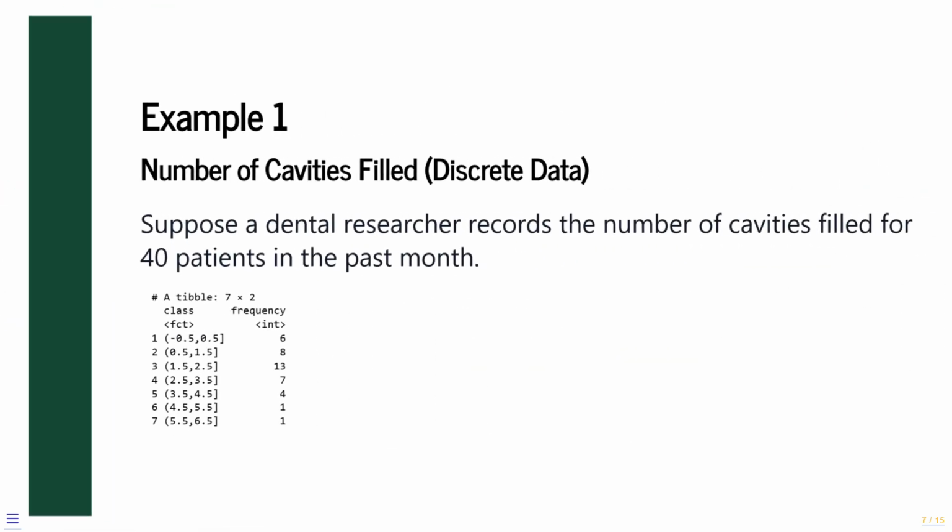Suppose a dental researcher records the number of cavities filled for 40 patients in a clinic over the past month. We want to summarize the distribution of cavities per patient. Because the data are counts, classes of width 1 are natural and easy to interpret. Each class corresponds to an exact number of cavities, 0, 1, 2, 3, and so on. The frequency distribution shows how common each count is and immediately reveals whether most patients have few cavities or whether higher counts are common.